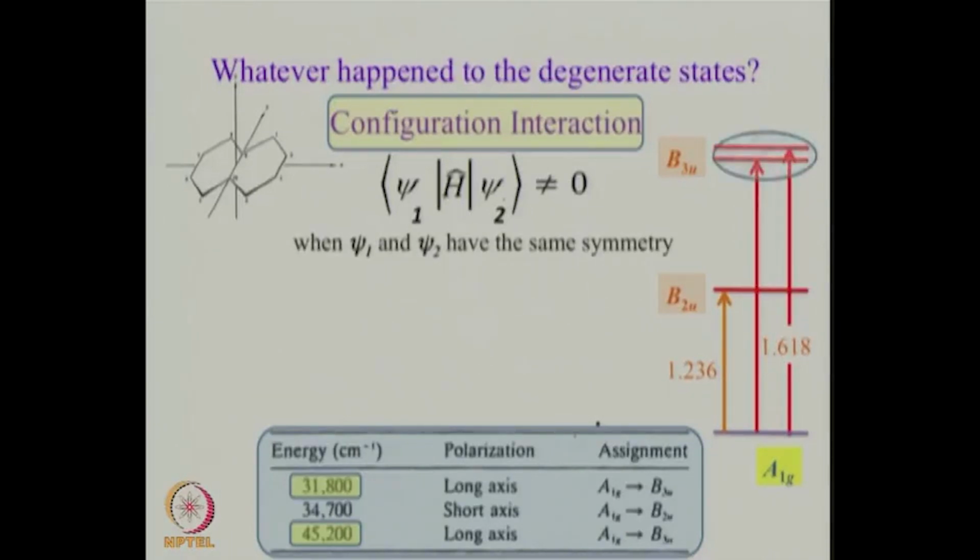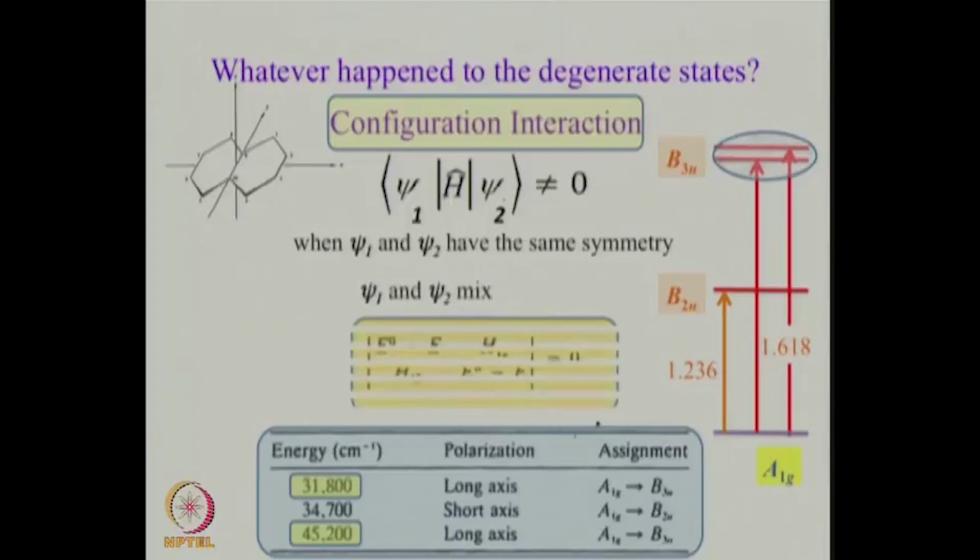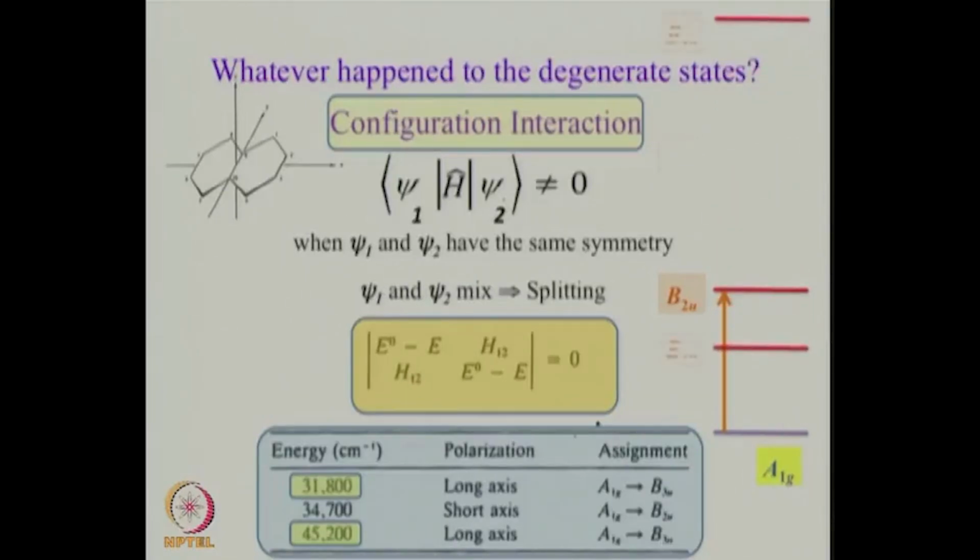So, what has happened is this degenerate pair that you had formed linear combinations, mixed, and then due to mixing again you will be able to write a pair of secular equations. Now, you are getting used to this, right, and you will have the secular determinants. When you expand this secular determinant, you are going to get a quadratic equation in E, right. It is going to have two roots. Okay. So, one root will be less than E0, one will be more than E0. So, due to configuration interaction, this kind of splitting takes place.